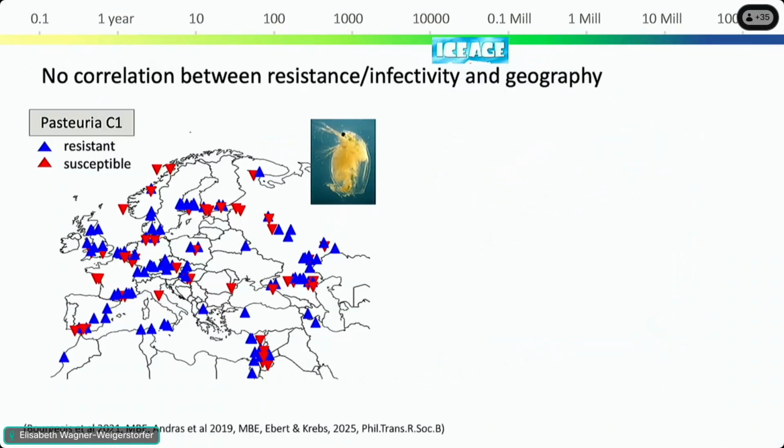So we did this, and the first thing we did here is we collected Daphnia from all over Europe, or the Western Palearctic, I should say, and then we tested them against this parasite C1 here. And red means the host was susceptible, blue means the host was resistant. And if there is balancing selection, you expect that there is a uniform distribution of red and blue. And this is what the Red Queen predicts, and this is what we do find indeed. It's really a quite nice uniform distribution of resistance and susceptibility.